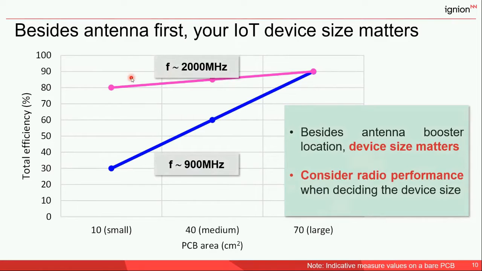So the conclusion here is that the device size should not only be chosen for marketing purposes, but also driven by engineering results, taking into account that the ground plane of the device may impact the performance of the antenna system. And at the end, it's going to impact the battery life, the range, and the connectivity.